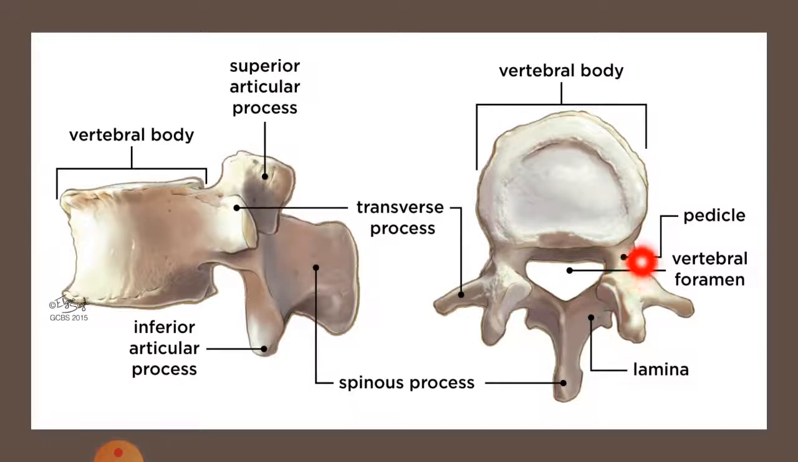This one here is called the pedicle. Before that, let's look at this feature. This is called the vertebral foramen, and when the vertebrae stack together, they will form a tube, and through that tube the spinal cord will pass. The vertebral foramen is responsible for the formation of the tube, and the bony parts of the vertebra will protect the spinal cord, which is very delicate.